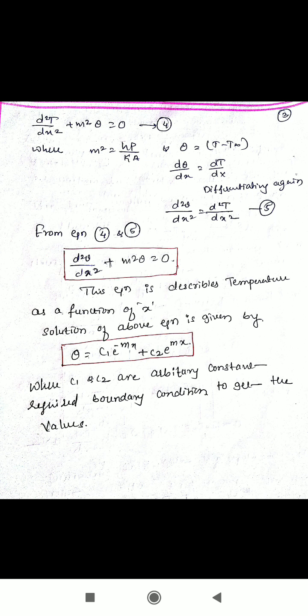There are 4 types of boundary conditions. We will discuss those 4 types of boundary conditions in the next video.